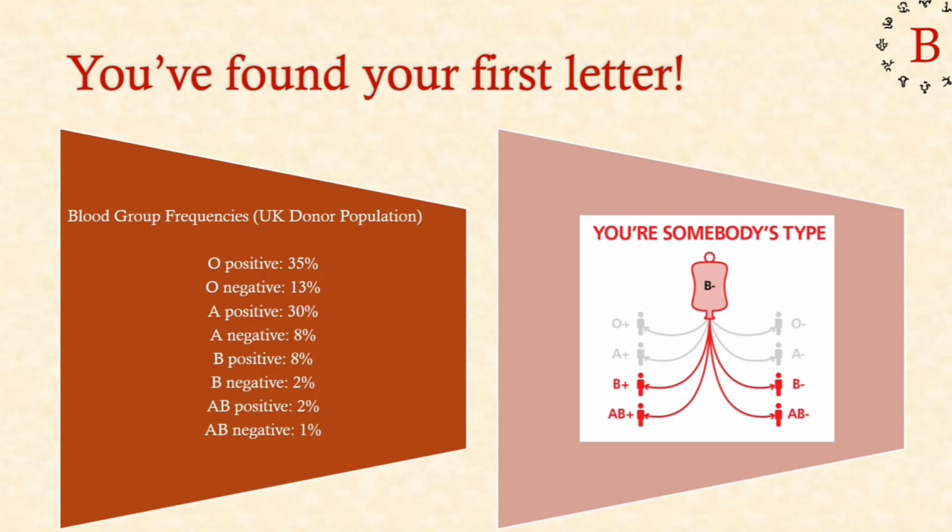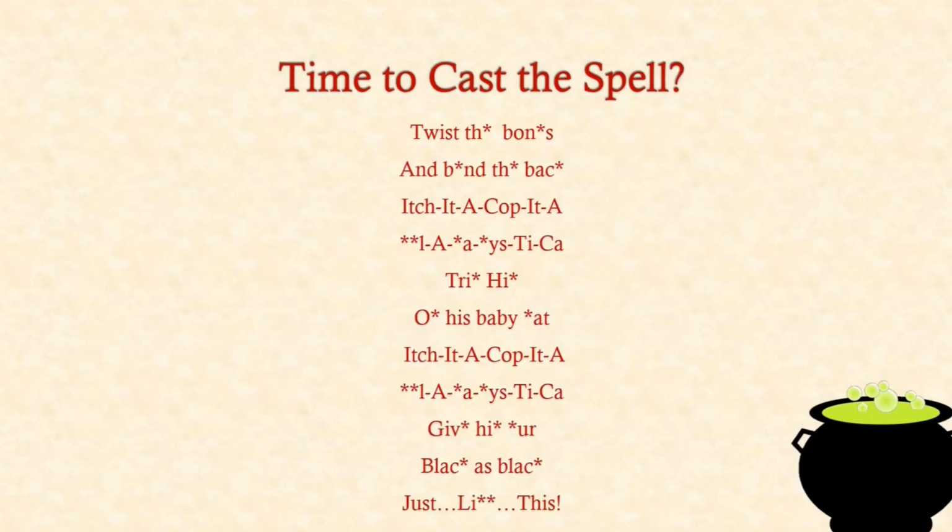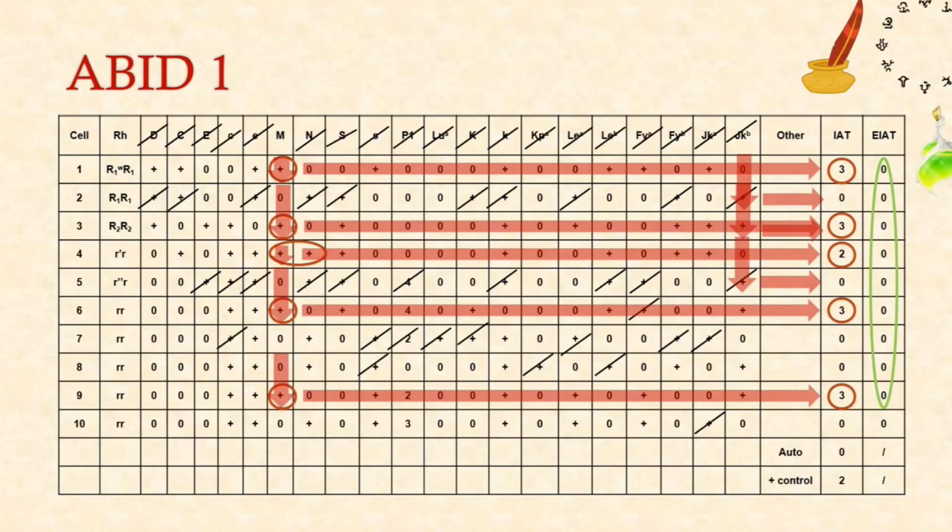And then here, it's just a few little things of who this blood can go to. Not to dwell on that too much though. So we've got the first letter, so we can fill in the B's on here now, but it's still not enough to be able to perform the spell. We'd best continue on. Now we're going to move on to the antibody ID.